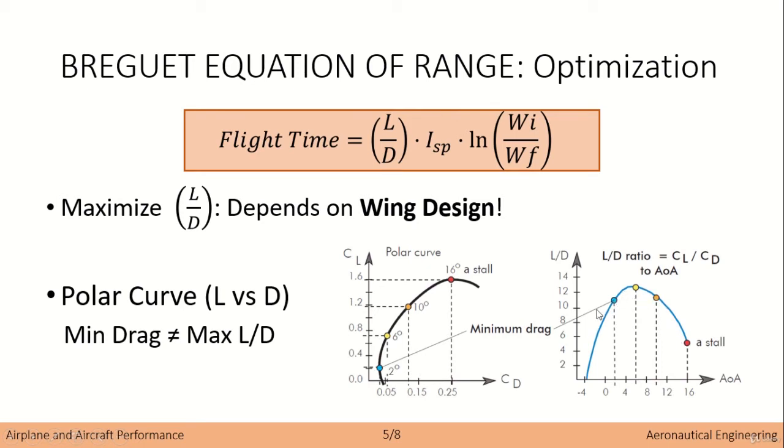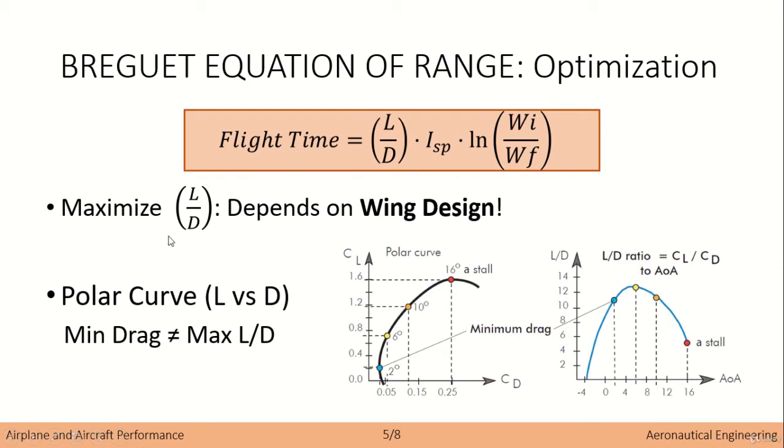And as you can see, for minimum drag, we get a value, but it's not optimal. It's not the best one in terms of lift to drag ratio. This would be the biggest ratio between lift and drag, okay, for 6 degrees of angle of attack.